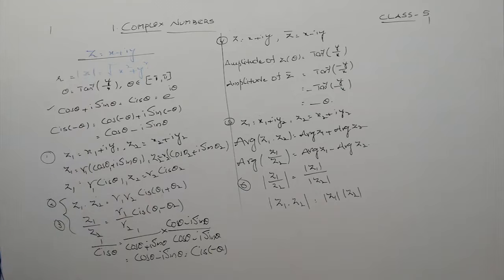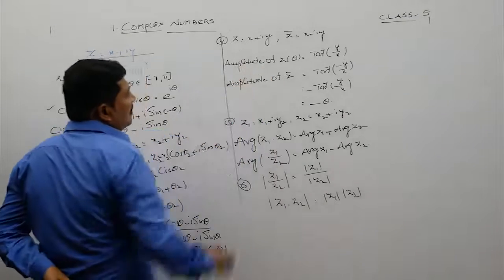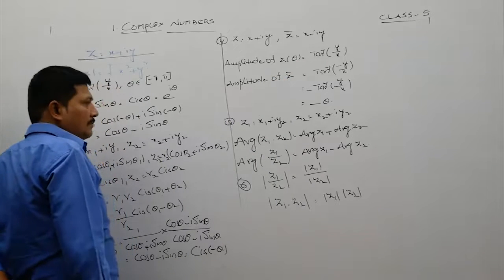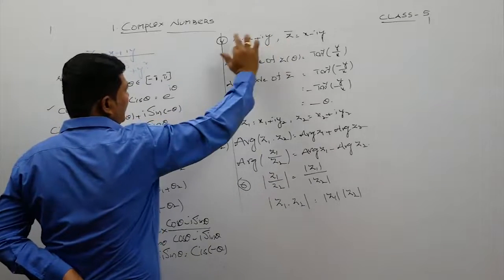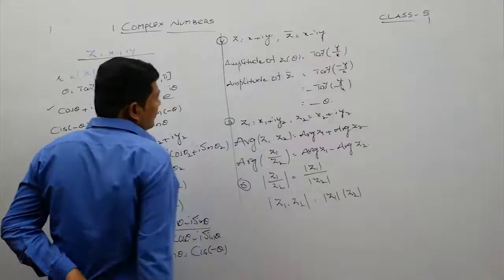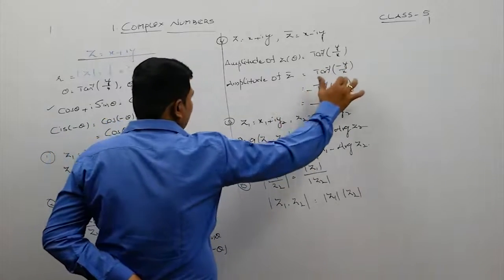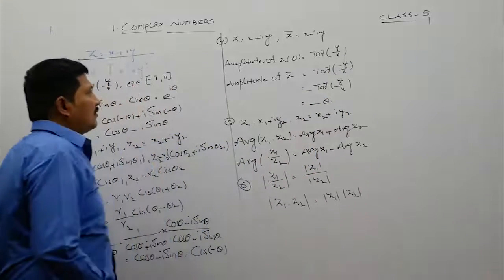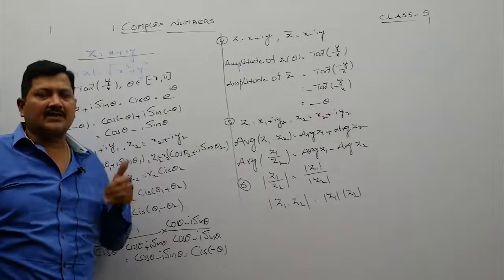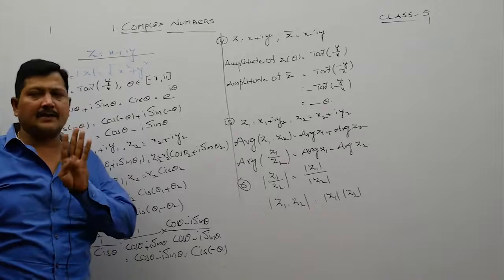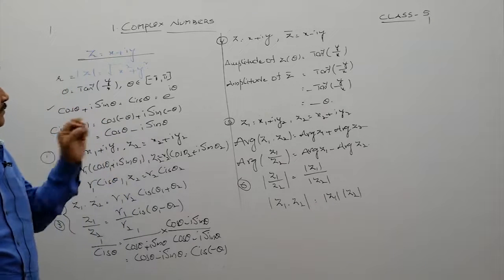Next comes the most important second part. Up to now we were discussing polar forms. Now see, the amplitude of z is θ, given by the formula tan inverse y by x, and z bar, the conjugate of z, is equal to x − iy. So the amplitude of z bar is tan inverse of (−y by x), which is equal to −tan inverse y by x, that is equal to −θ. So what to remember is that a complex number and its conjugate have amplitudes that differ by a negative sign.